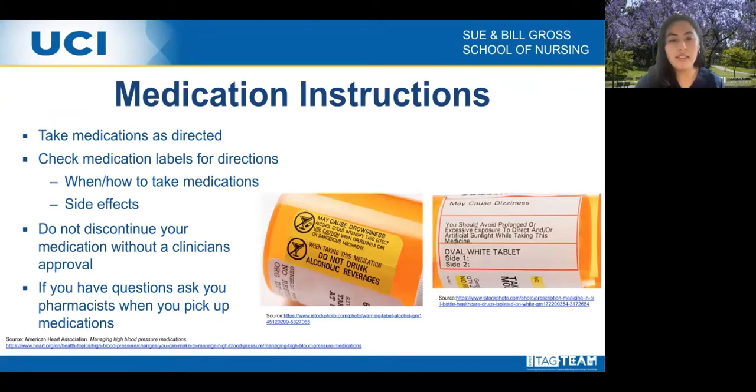The next important thing is to make sure that you're reading the label. The medication label will tell you when and how to take your medications. This is really important because some medications need to be taken before you eat, or they need to be taken at specific times. The label will also indicate any kind of side effects. So for example, the picture that I show right here on the left says not to drink alcohol when taking that medication. And then the picture on the right shows that you should avoid sunlight when taking these medications.